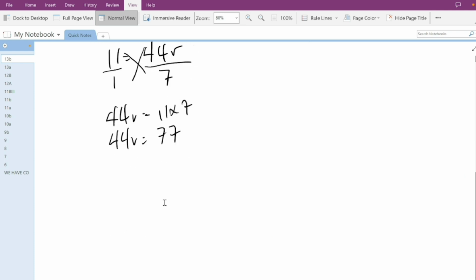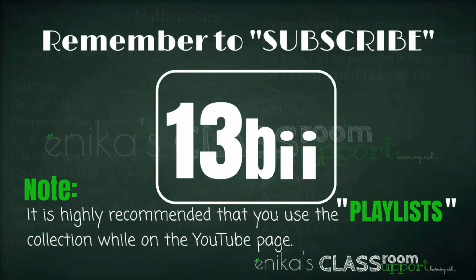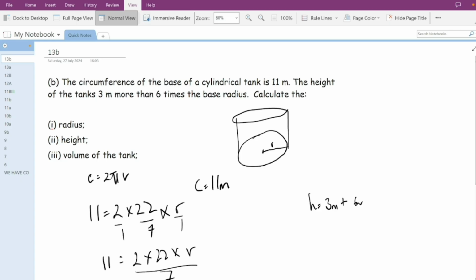Since we're looking for r, we divide both sides by 44. 44 cancels 44. 11 goes into 77 seven times, and 11 goes into 44 four times. So we have r equals 7 over 4, which is 1 whole number 3 over 4, and in decimal, 1.75 meters.